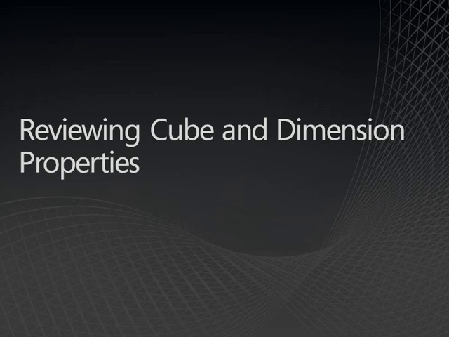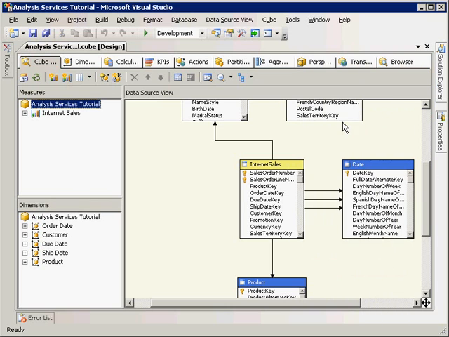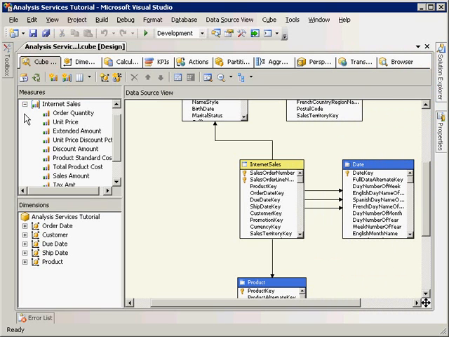After you've defined a cube, you can review the results by using Cube Designer. Open the Cube Designer. Expand the Internet Sales measure group to reveal the defined measures. In the Dimensions pane, we can see the cube dimensions that are in the Analysis Services Tutorial cube. Although only 3 dimensions were created at the database level, there are 5 cube dimensions in the cube because the date dimension is used as the basis for 3 role-playing dimensions.